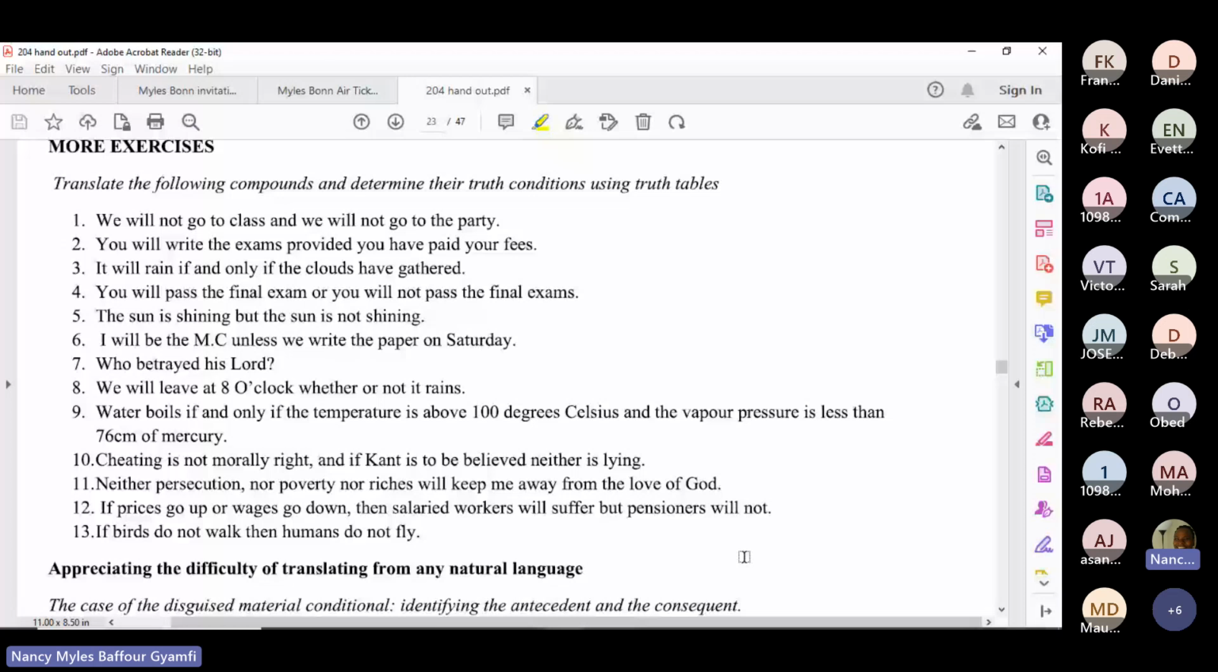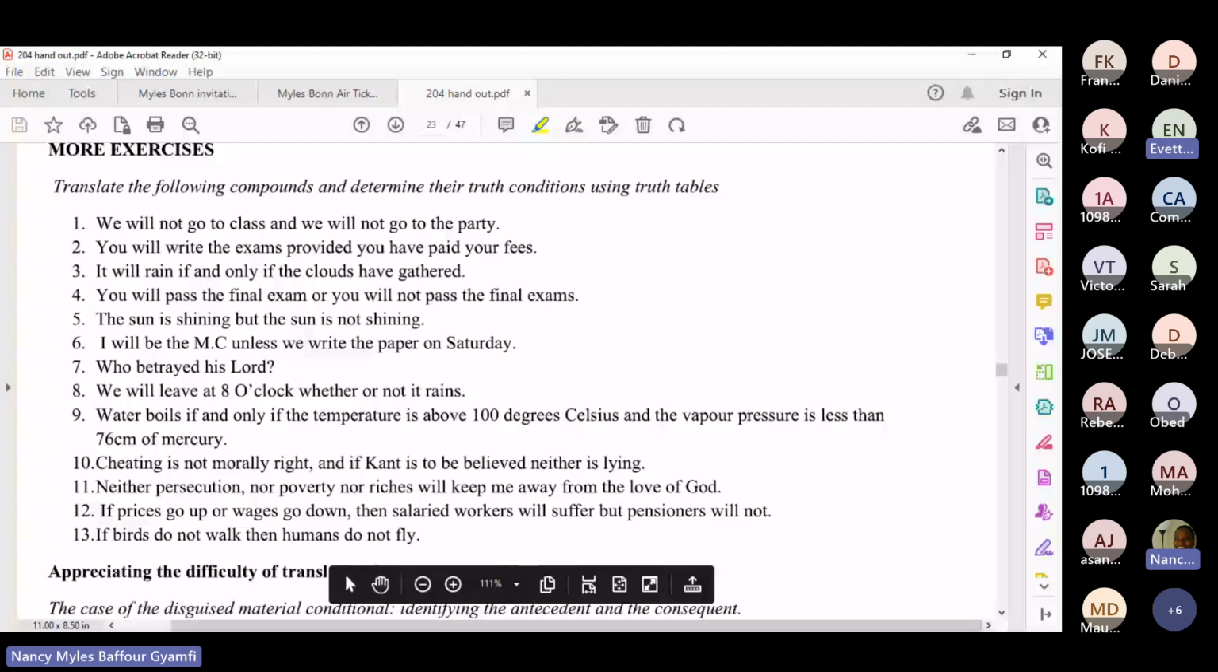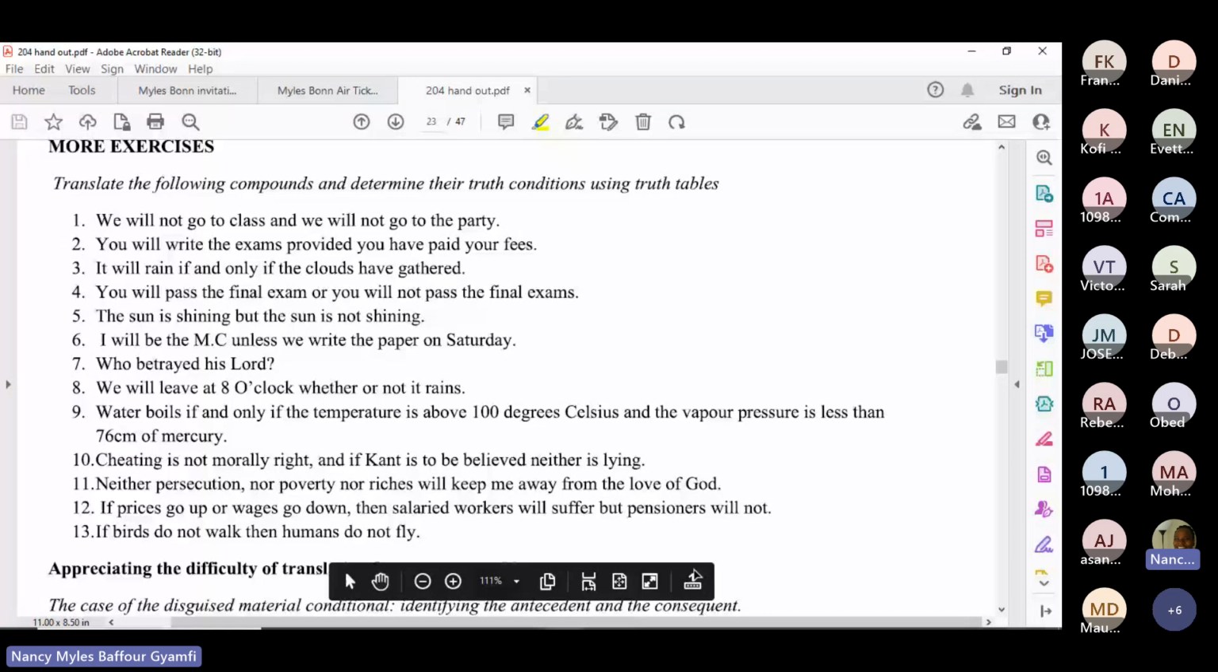Well done. You people are doing like you're not there, but you are there. The answer is: you have paid your fees. That's the antecedent. I didn't begin the statement with it, but you can tell because provided behaves like if. So if the antecedent, then the consequent will follow. The consequent is you will write the exam.